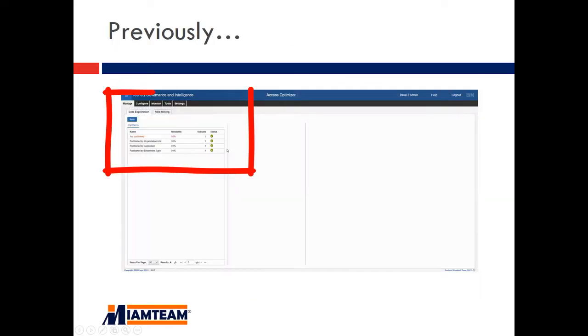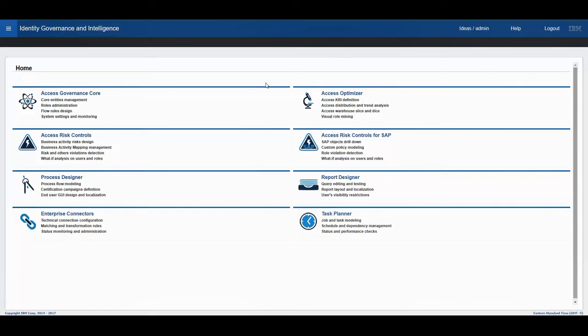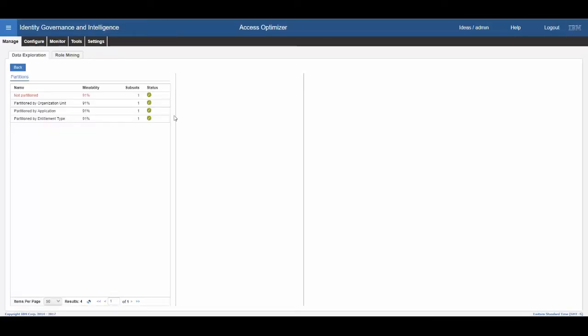In our last demonstration, we showed that there was a 91% relation between the permissions and the users. In our solution now, we use IBM Security Identity and Governance Intelligence, or IGI. And with this 91% relationship, we can look deeper for possible role candidates. So let's get to it. As you can see here, the partitions that IGI has created for us are the same throughout. We have 91% mineability, one subset, and the statuses are good to go. The reason for that is all of the permissions and the application are found in one organization unit.